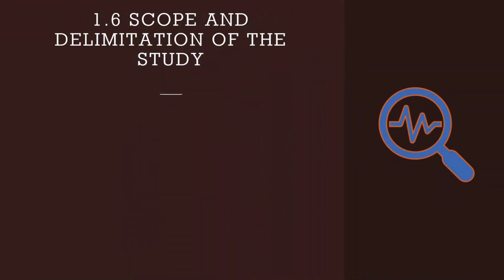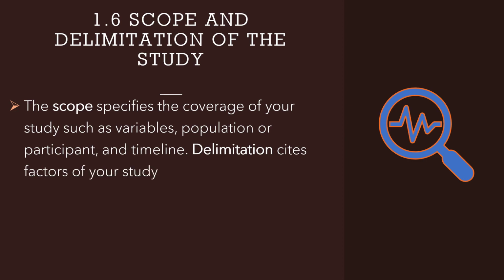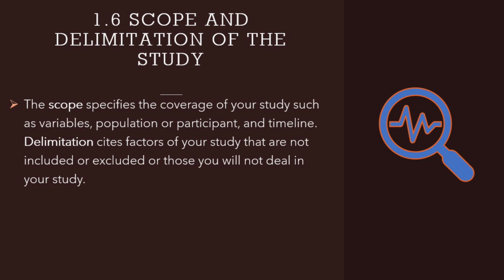Next, 1.6 scope and delimitation of the study. The scope specifies the coverage of your study, such as variables, population of participants, and timeline. Delimitation cites factors of your study that are not included or excluded, or those you will not deal with in your study. It's a study nyo. The scope and delimitation of the study is the section in which you tell the reader the shortcomings, conditions, or influences that you could not control. You have to mention them because they may influence the results of your study.